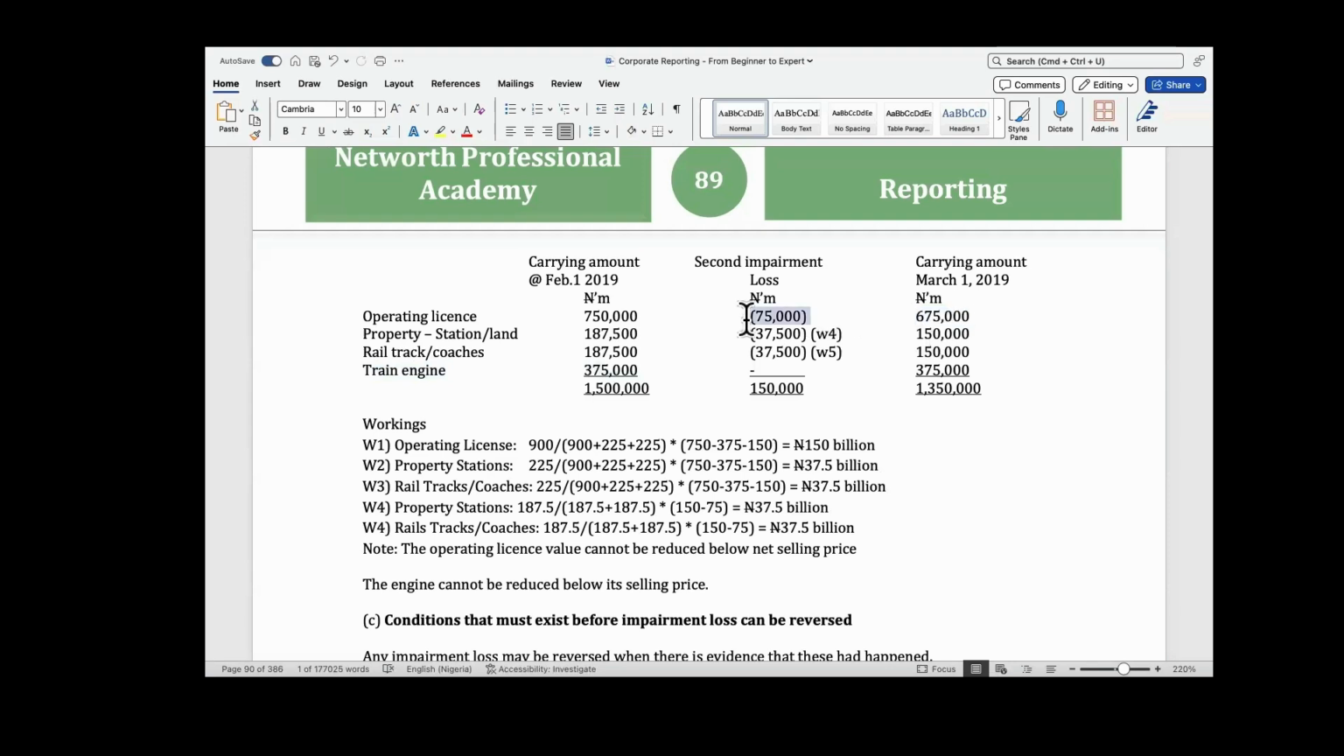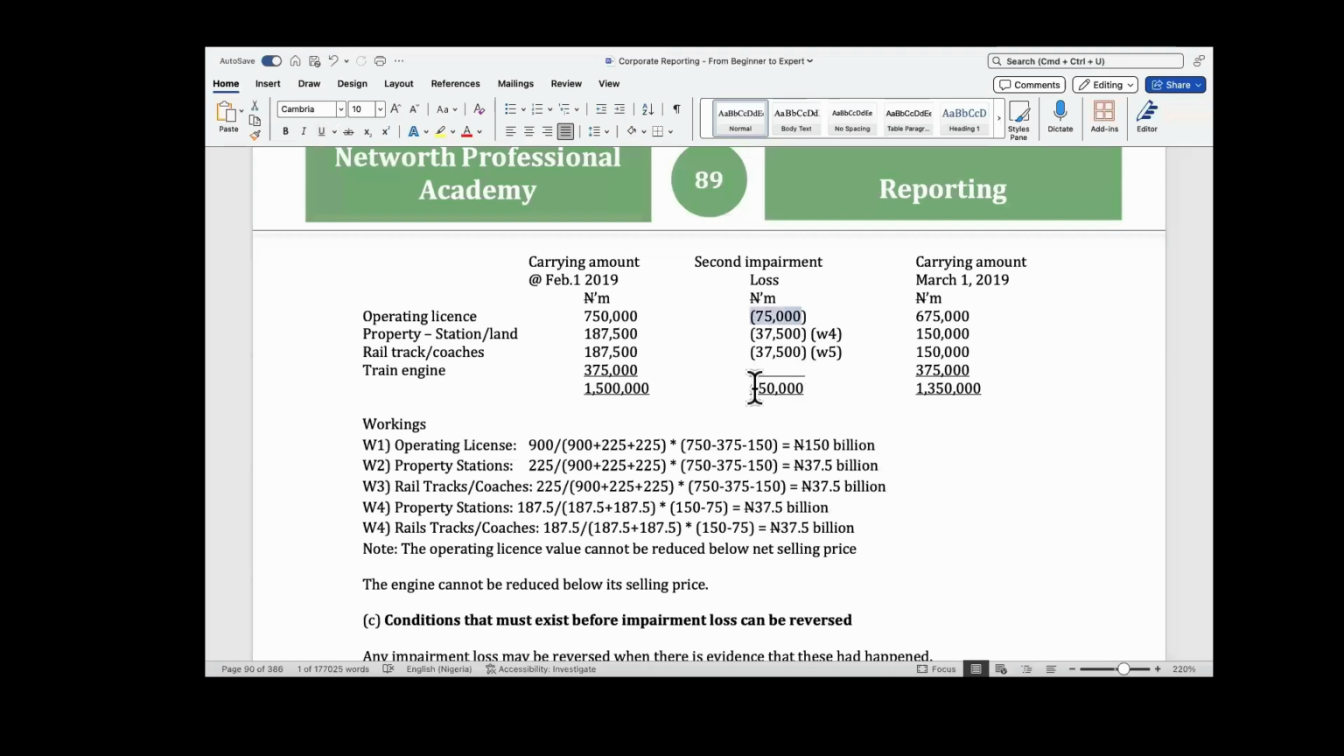So that means you can say that it has been impaired to the tune of 75. If, for example, this selling price, I'm just saying, for example, if they told us that somebody is ready to buy it for, let's say, 500. That means 750 minus this 500 will have been 250, which is higher and above the 150. I'm just giving a hypothetical example that the examiner will not give you. So that means you cannot come and put 250 here.